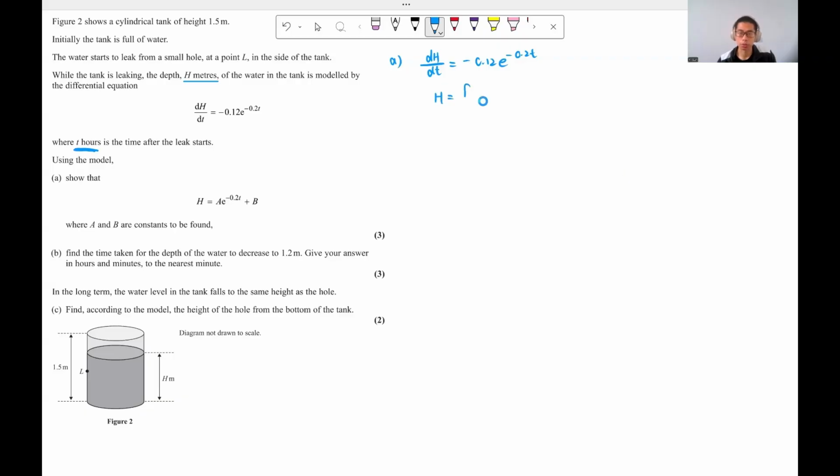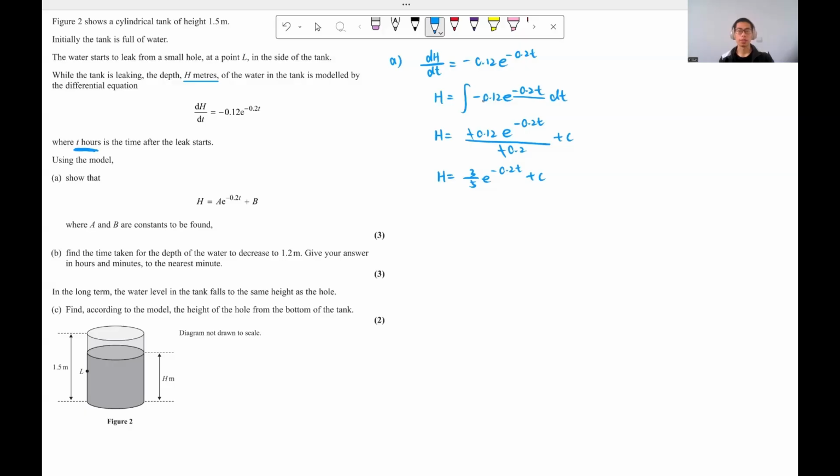So h is just the integral of negative 0.12 e to the power negative 0.2 t dt. So that means h is equal to negative 0.12, the coefficient, stays the same. And then since this is just a linear expression, just e to the power negative 0.2 t, and then divide by the coefficient of t, which is negative 0.2, plus c. So simplify that, h equals, negative over negative cancels out, and then 0.12 divided by 0.2 is equal to 3 over 5. So h equals 3 over 5 e to the power negative 0.2 t plus c.